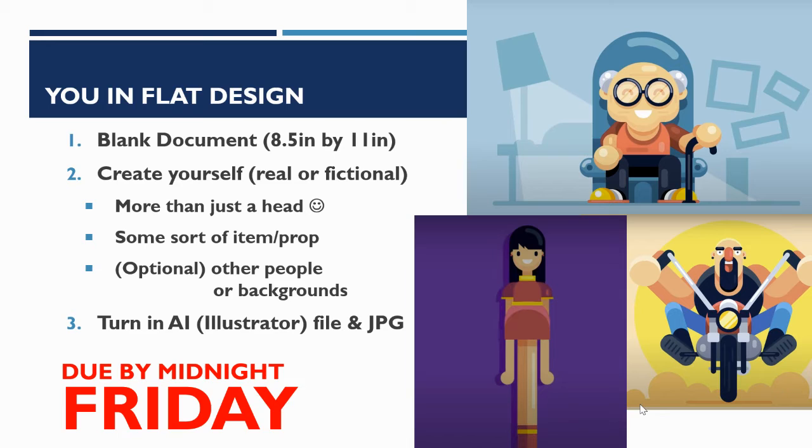So with this, you're going to start again with a blank 8.5 by 11 inch document in Illustrator. And I would like it to be more than just your head, so more than just the bust version that you did for the very first one. I'd like it to be a full body, or at least most of the body, maybe an extra prop. And what I mean by prop is maybe it's a chair, maybe it's a cell phone, maybe it's a little dog, maybe it's a tree you throw in the background, just something.